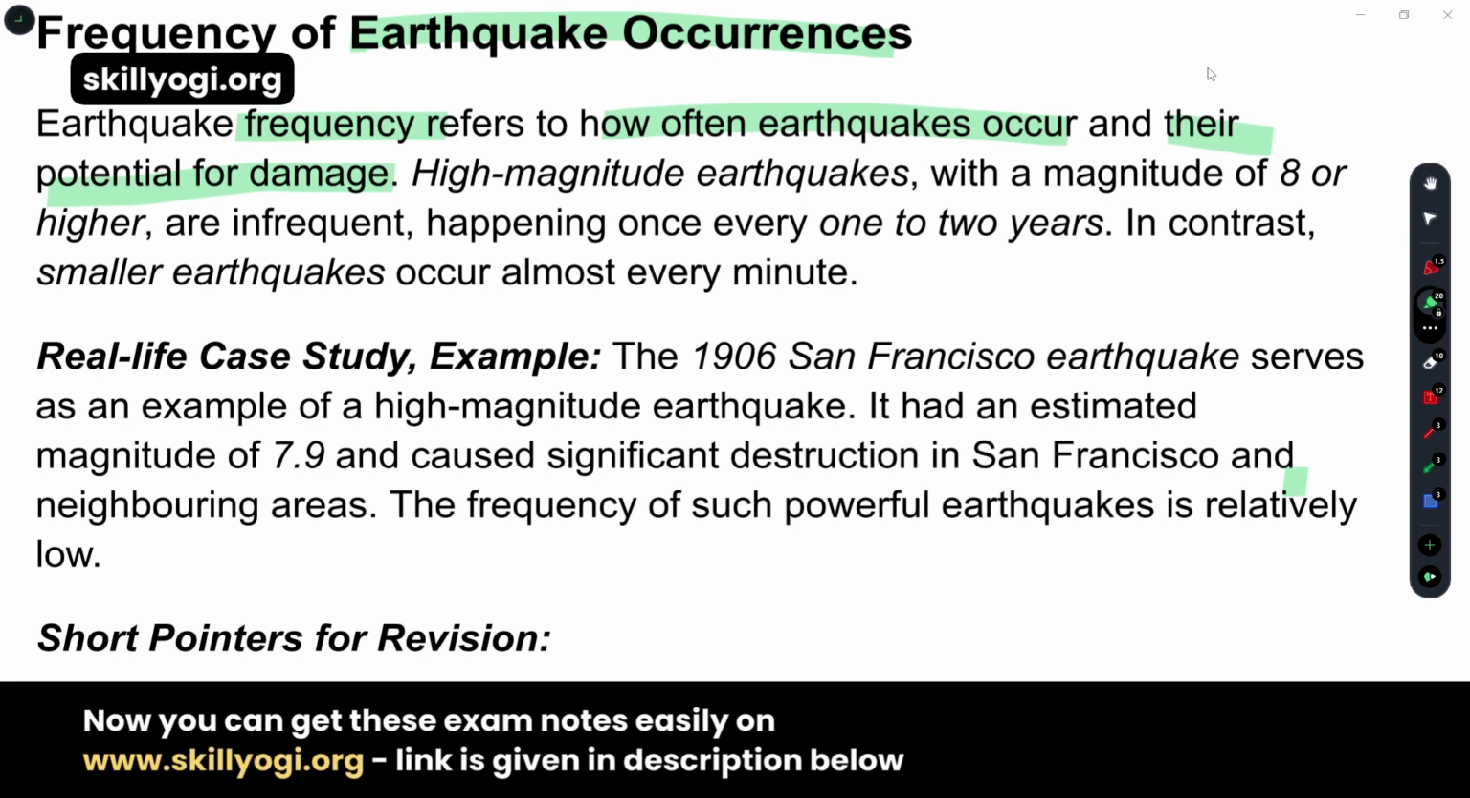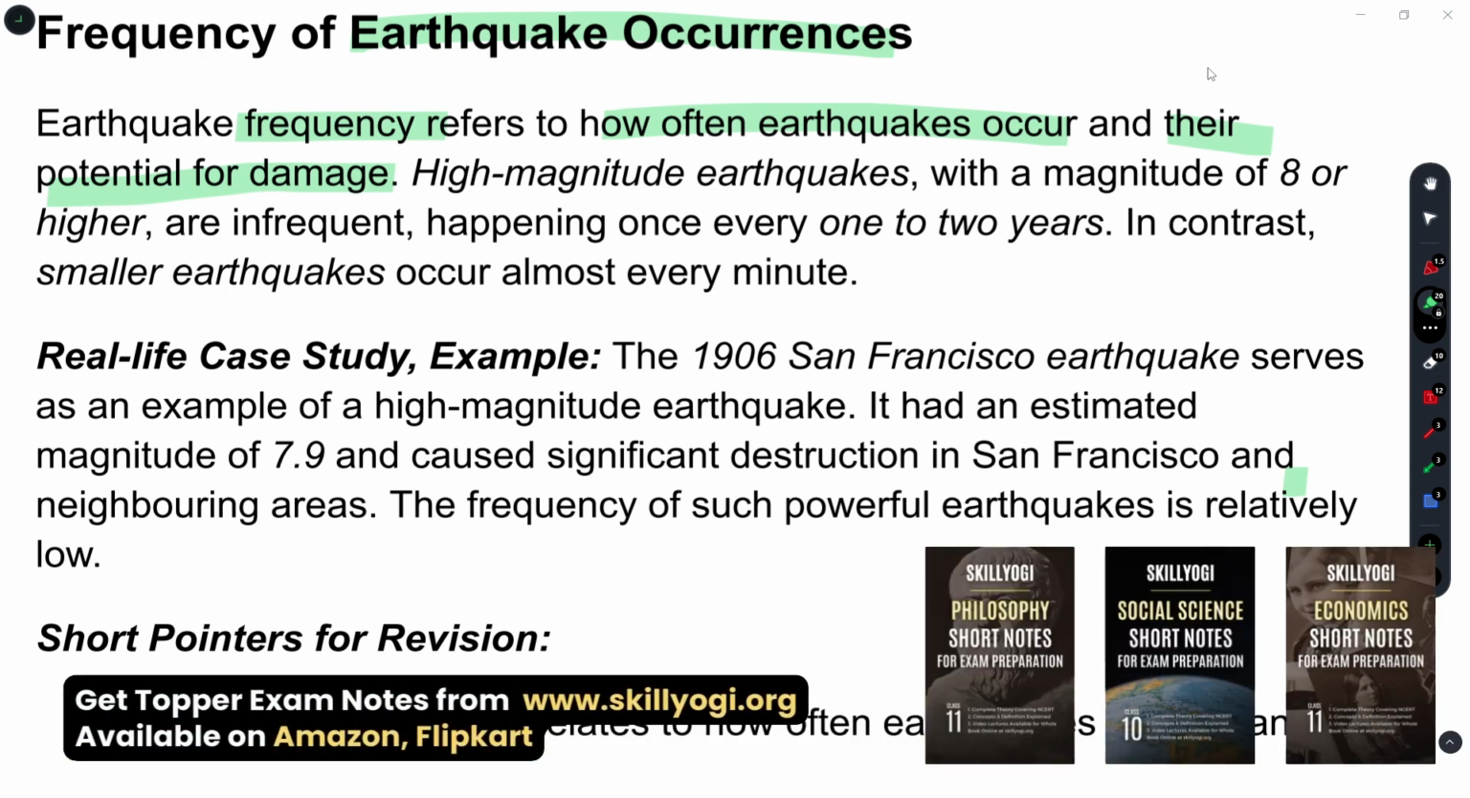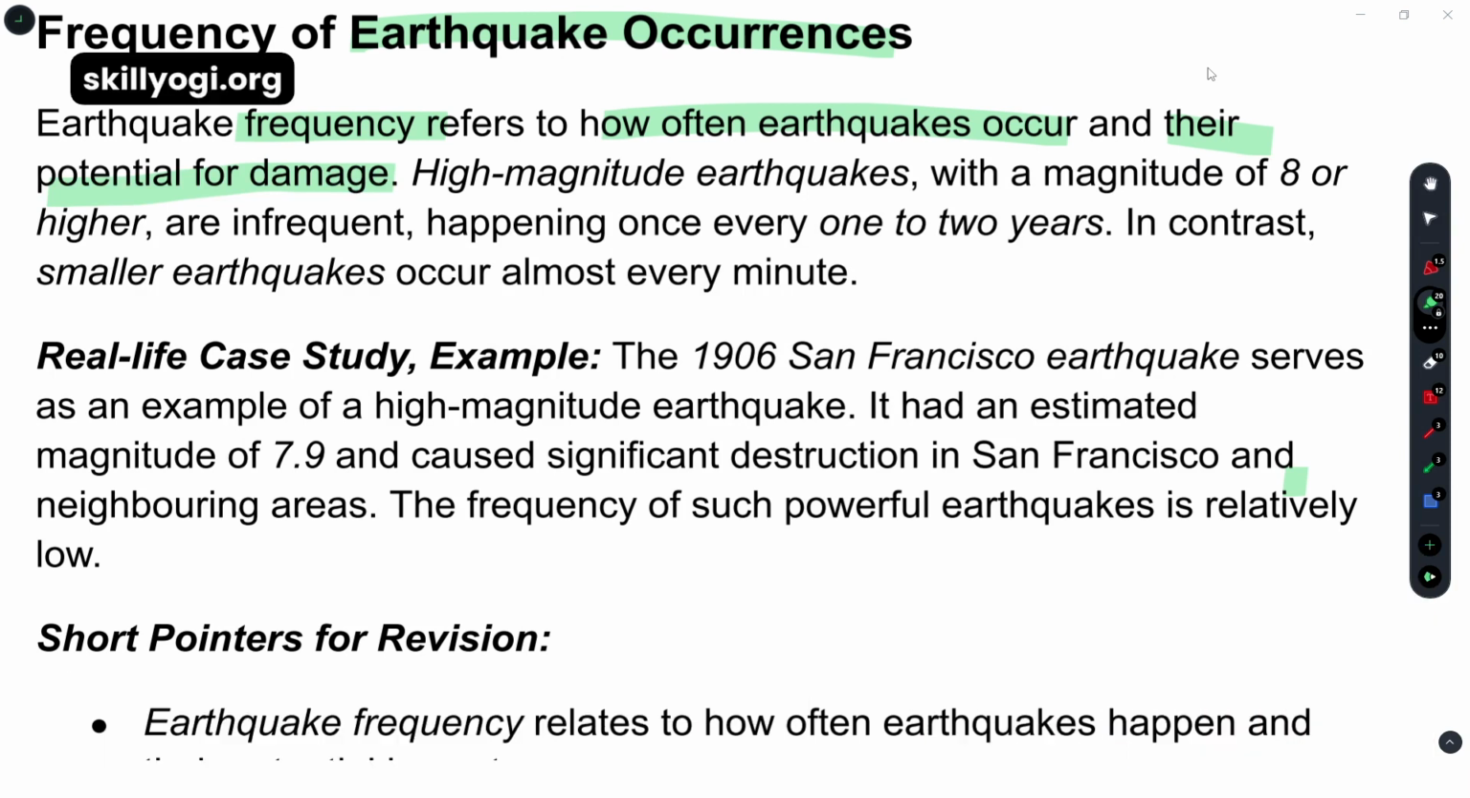In all the places, we can't have an earthquake of the same magnitude or the same intensity. Some of the magnitudes are high, some are low, some are moderate. So how often earthquakes occur in some places is called the earthquake occurrence, or the frequency of the earthquake.